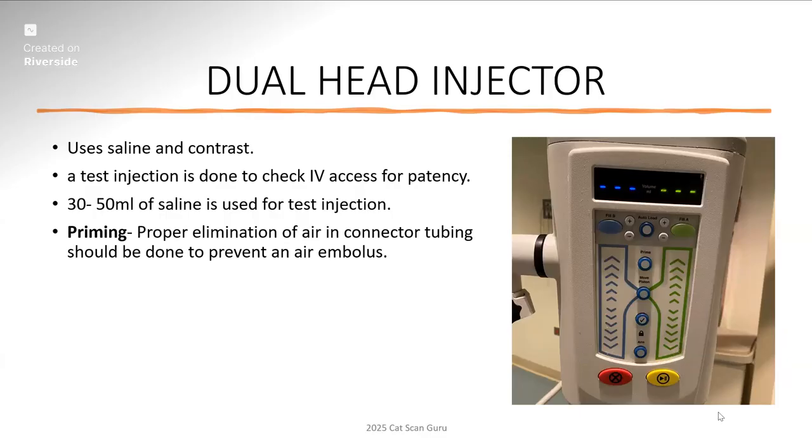Now, what I stress very importantly when I train anybody, and you as a new technologist, this is very important: priming your tubing. This is the proper elimination of any air in your connecting tubing to prevent an air embolus. And yes, air embolisms, unfortunately, are more common than you think. So what I always strongly recommend is, after you drop your contrast and put on your tubing, before you connect it to the patient, make sure you prime that tubing, so that there's nothing but either saline or contrast going through there. Make sure you do that before you hook it up, okay? Because you are the last check before you start that injection, okay?